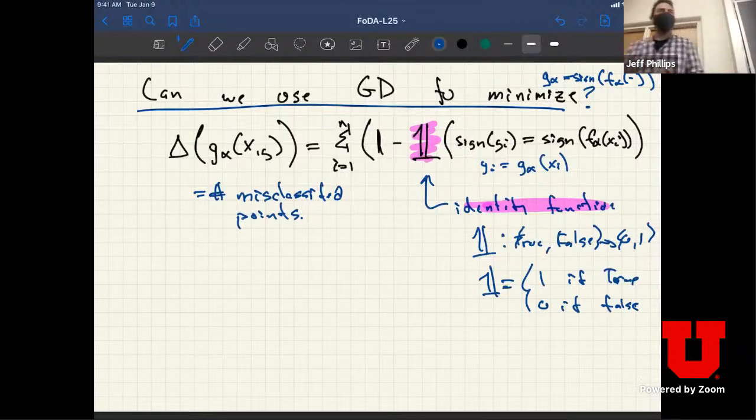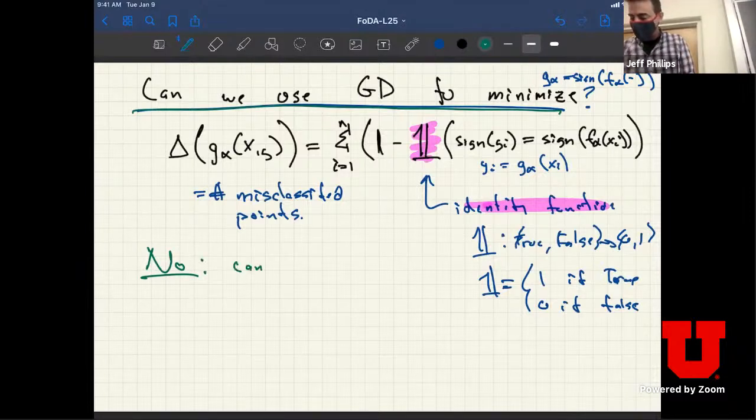No, it's not. Okay, I see some head shaking. Great. The answer is no, right, for this question. No, we can't use gradient descent. And there are two main reasons why we can't do it.